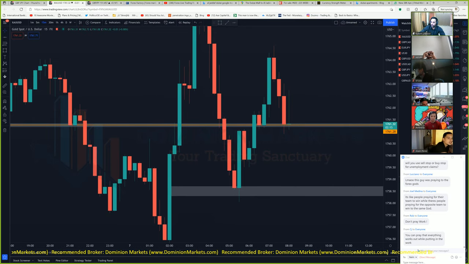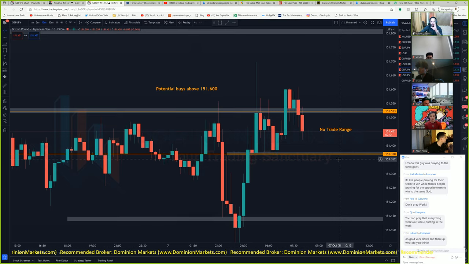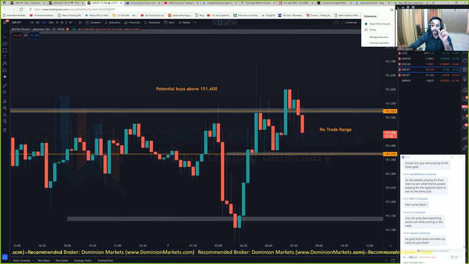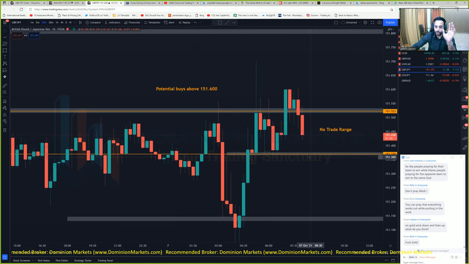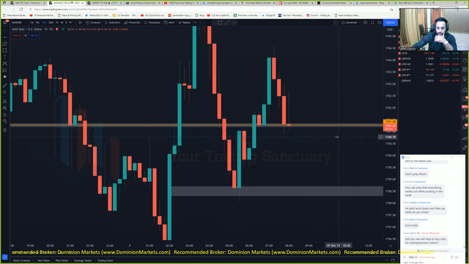What are some questions you ask yourself before taking a trade? Let's say for example, I'm eyeing pound sells below 151.350. The one thing I'm going to be asking myself is, is the candle closing below 151.350? If a candle closes below 151.350, then can the next candle break the low to continue down? If it does break the low, I'm going to enter that sell. Will you use sell stop or buy stop? Probably going to use sell stops.